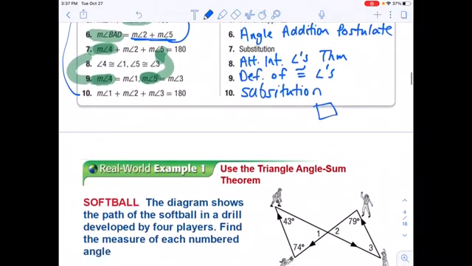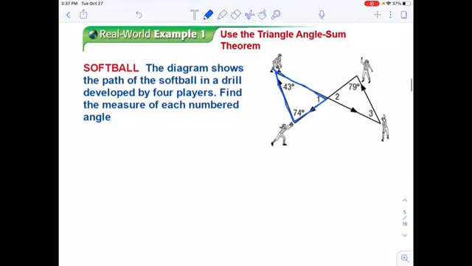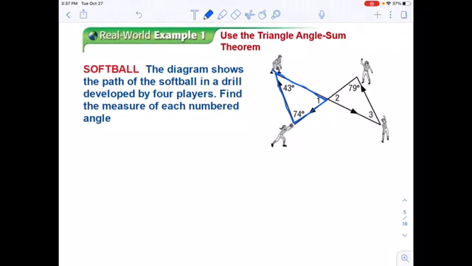All right. So now that we've proven that, we know beyond a doubt that all triangles' interior angles add up and equal 180 degrees, so we can use it to solve. The diagram shows the path of a softball player in a drill developed by 4 players. Find the measure of each numbered angle.